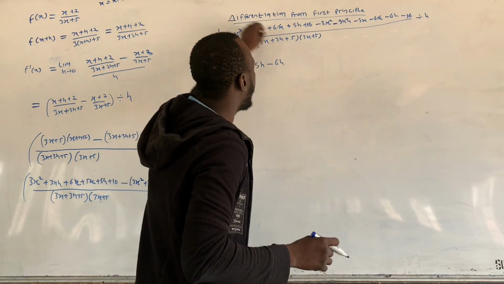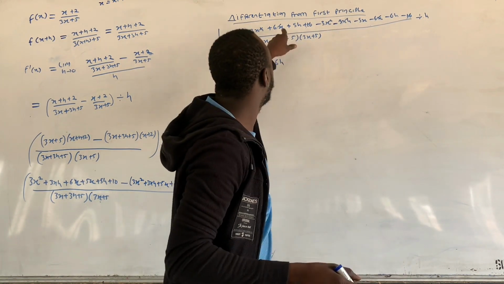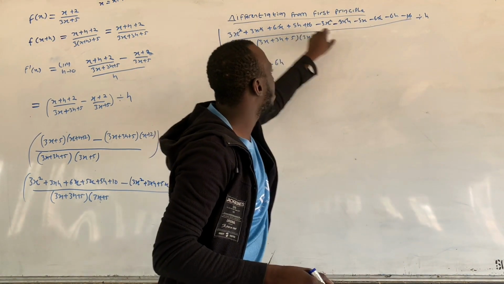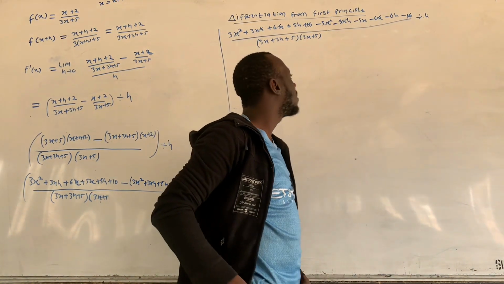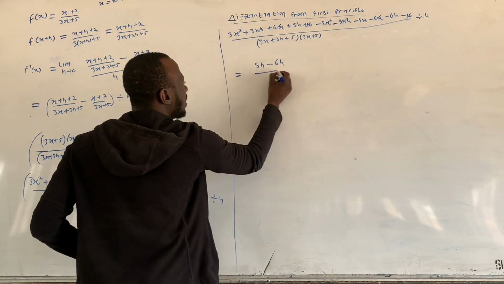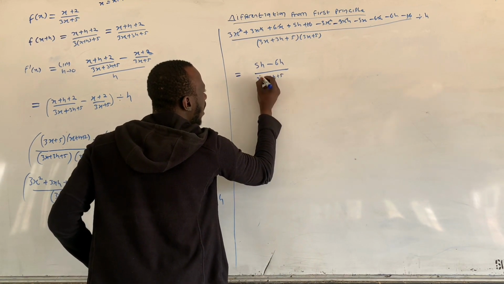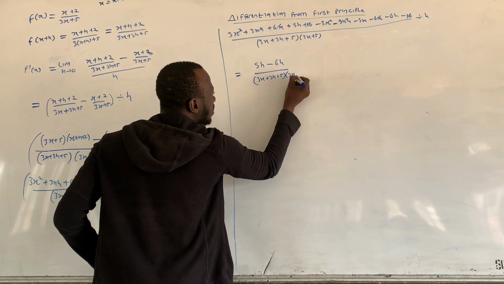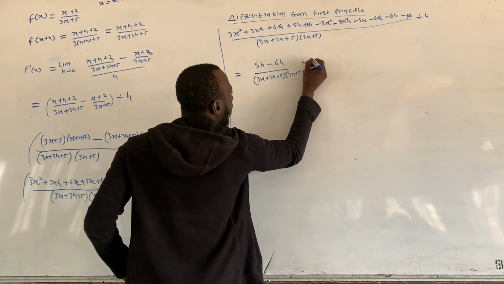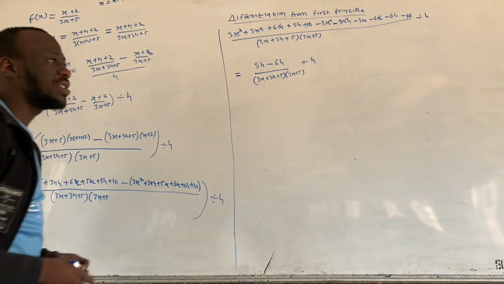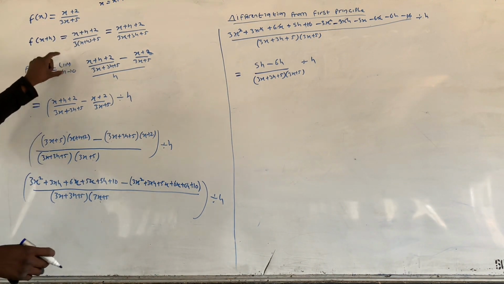Remember, 3x squared minus 3x squared, 3xh minus 3xh, 0, 6x minus 6x, 10 minus 10. Now remaining what? 5h and only what? 6h at remaining. All over what? In this case we have 3x plus 3h plus 5, 3x plus 5 divided by what? Divided by h.